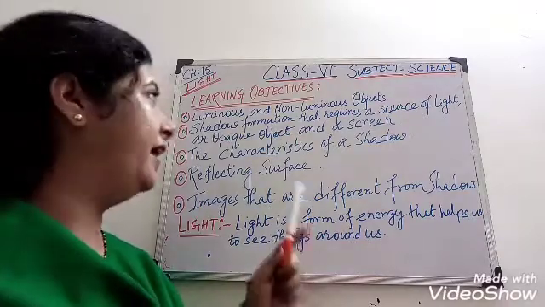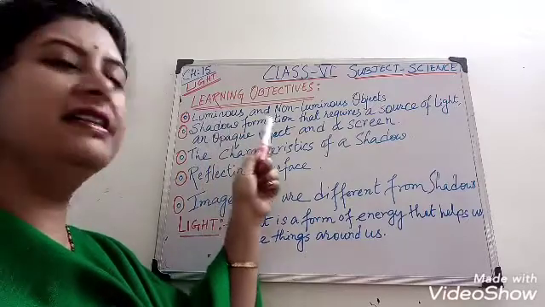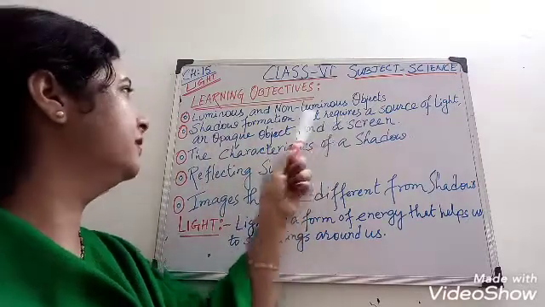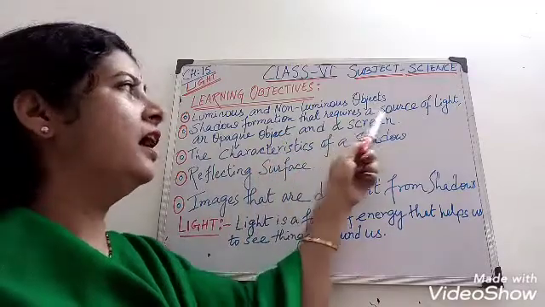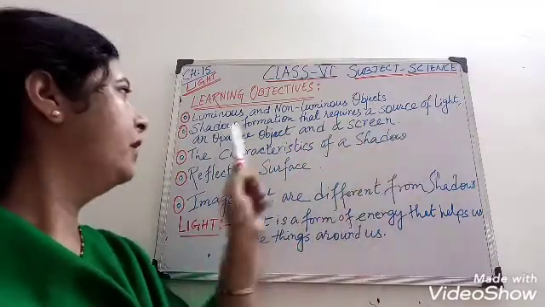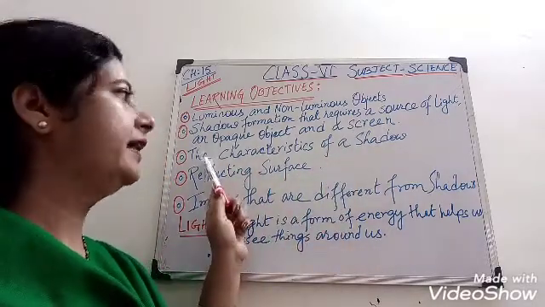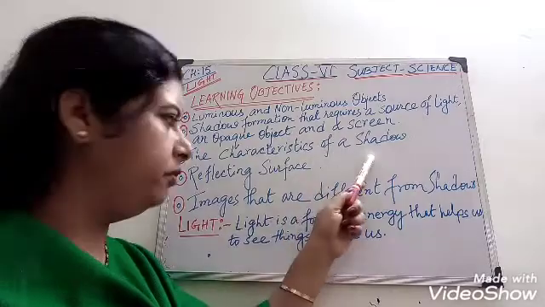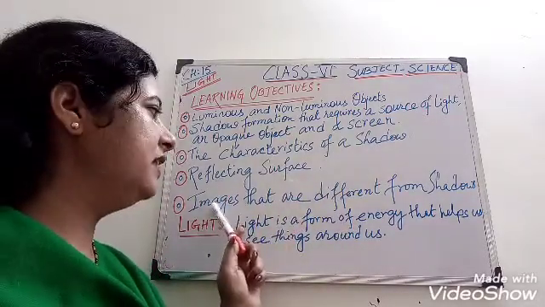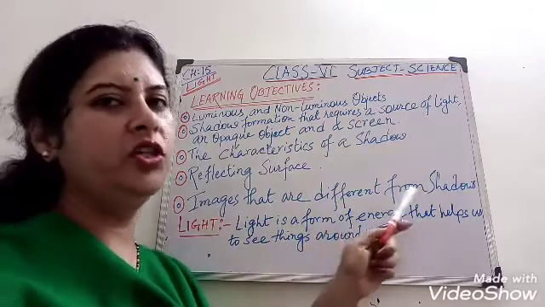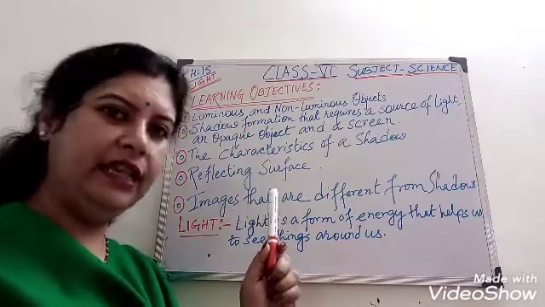Learning objectives are: first, we define light, then luminous and non-luminous objects. Next, shadow formation that requires a source of light, an opaque object and a screen. The characteristics of a shadow, reflecting surface, and images that are different from shadow. Above all, we will discuss this topic in a detailed form.